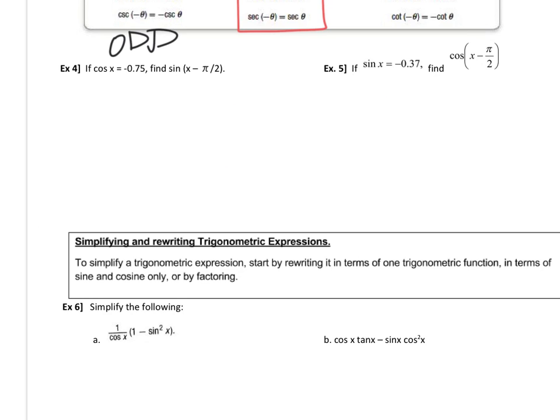All right, so what you're going to notice in example 4 and 5 is what is inside each of those trig functions. I see a pi over 2, I see subtraction. Instead of theta, I see x. So this is something really important for you to know, okay?